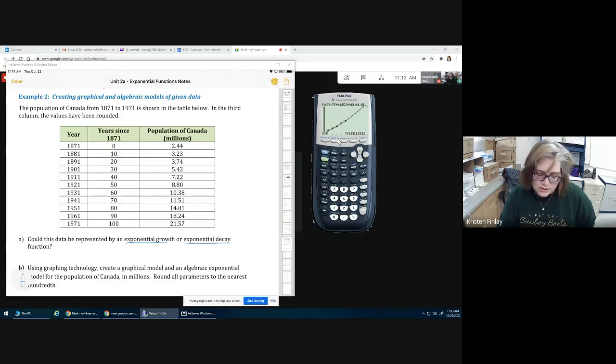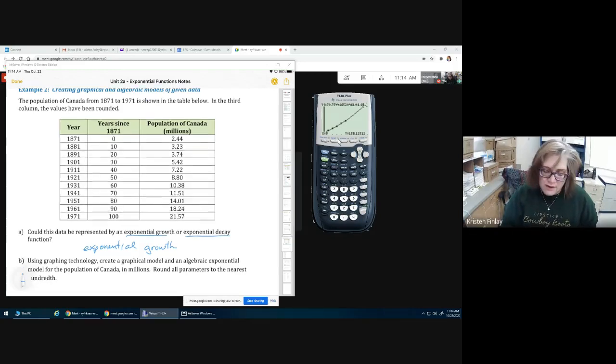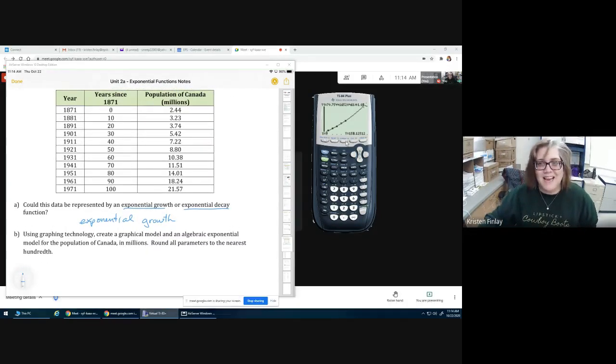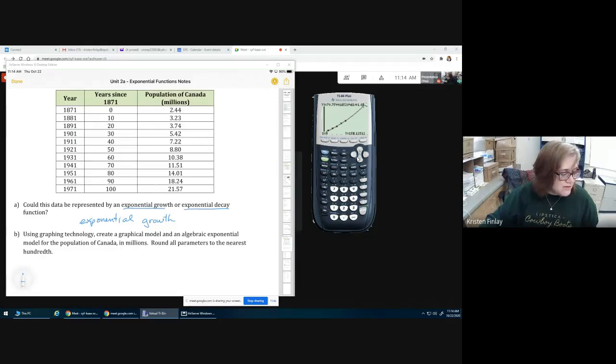Well, as we notice, we have increasing values, right? As the years increase, so do the populations. So this would be exponential growth, because things are increasing. If the population was going down, then it would be a decay. Now, using graphing technology, we're going to create a graphic model. So we're going to do exponential regression.